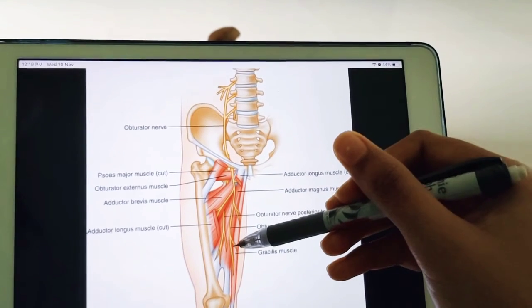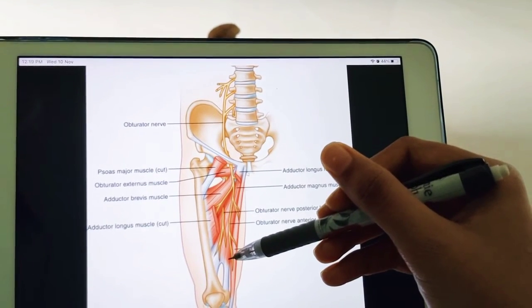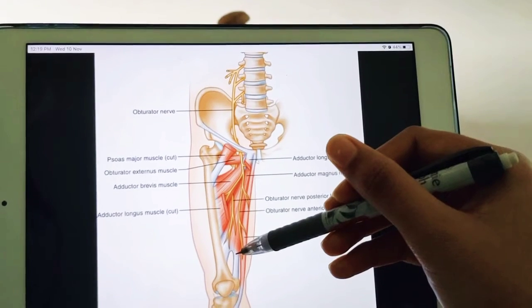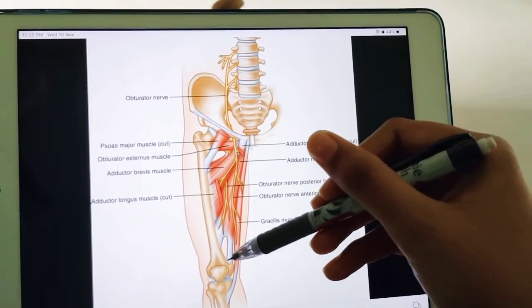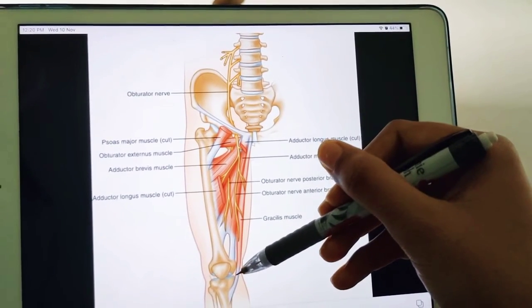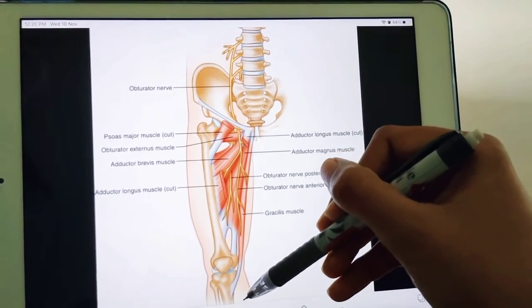And finally in the adductor canal, it is reduced to a thin genicular branch which enters the popliteal fossa, pierces the oblique popliteal ligament, okay, and ends by supplying the capsule of the cruciate ligament.